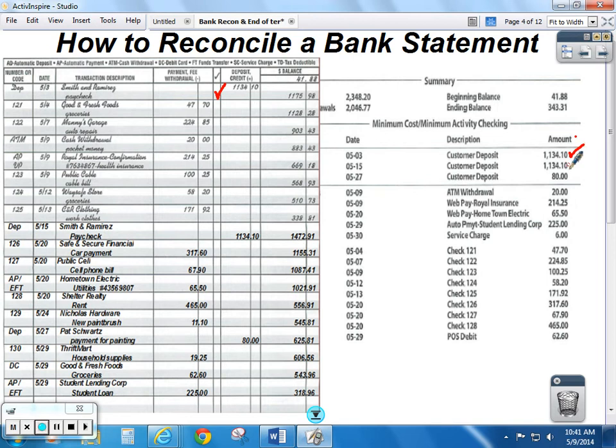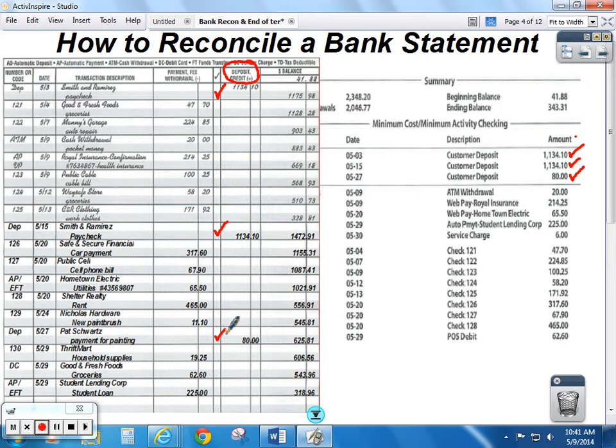Let's go to the next one, $1,134.10. I see it also on my register. I see it down here, and it's easy to do the deposits because we know if it's a deposit, it's going to be in this column. Okay, and the last one, $80. I see that $80 in both places also. So our deposits reconcile.